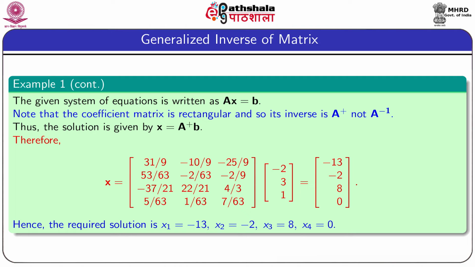Hence, the required solution of the given system of equations is x1 equal to minus 13, x2 equal to minus 2, x3 equal to 8 and x4 equal to 0. So, this is the solution of the given system of equations containing 4 variables and 3 equations.